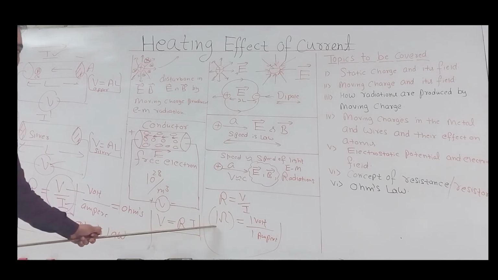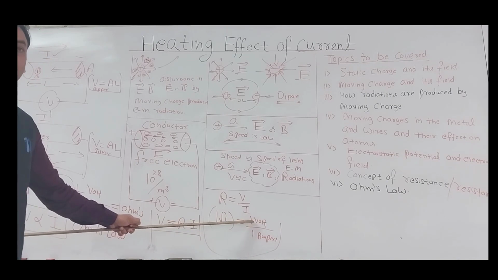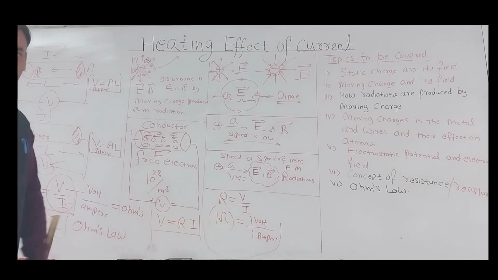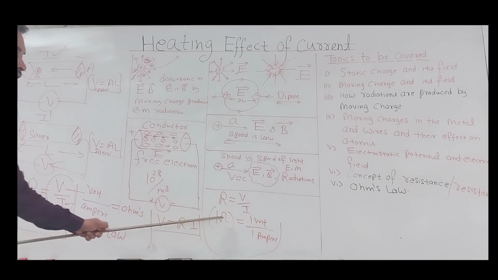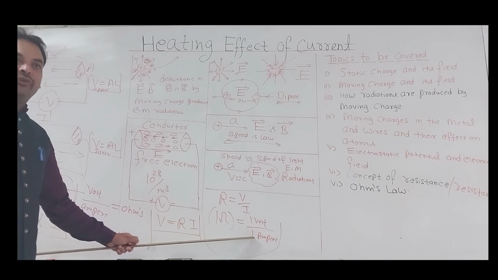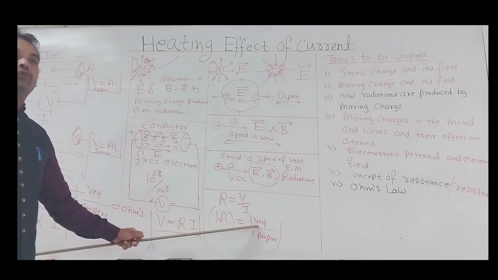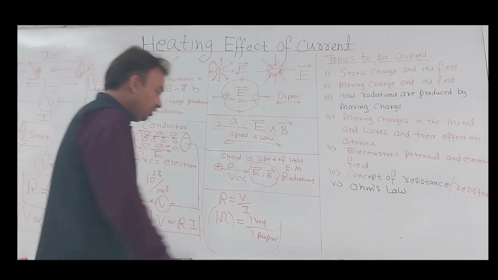So what is 1 ohm? 1 ohm is the resistance in the path of current when the potential difference at the two ends of a conductor is 1 volt. That is, 1 ohm is the resistance for a current of 1 ampere when there is a potential difference of 1 volt at the two ends of the conductor.